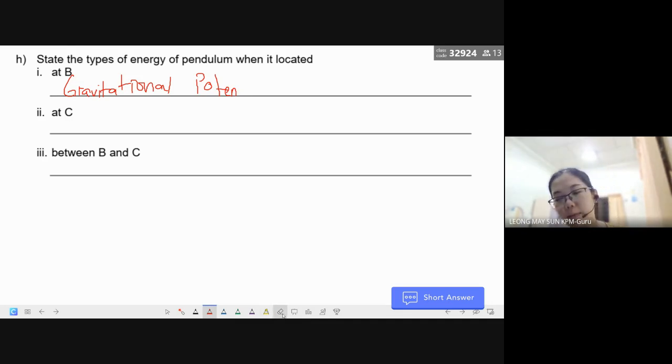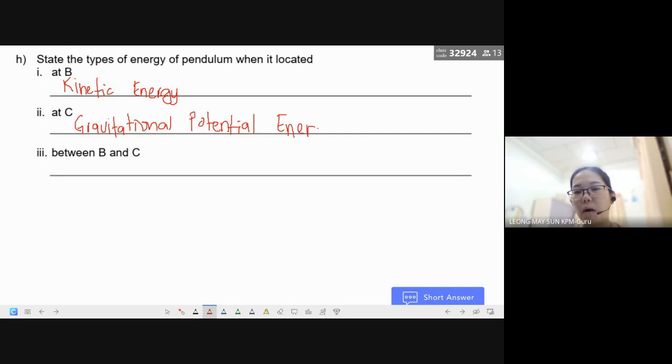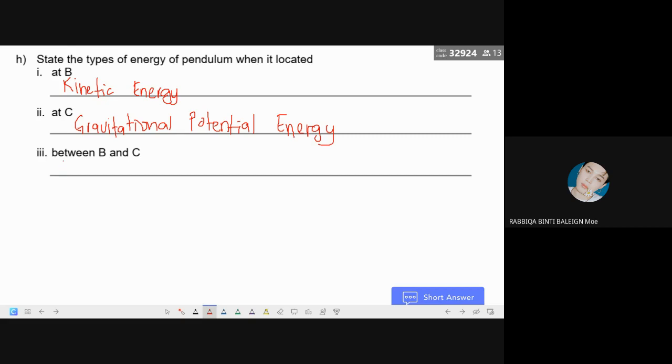Hey, wait, Chop, wrong. Puan Leong is also wrong. B is actually at the lowest position, whereas C is at the maximum position. So B is supposed to be kinetic energy. C is at a higher position, so it has a height, therefore it possesses gravitational potential energy. If you write potential energy only, that is also acceptable. Gravitational potential energy is a more accurate answer. All right, between B and C, yes.